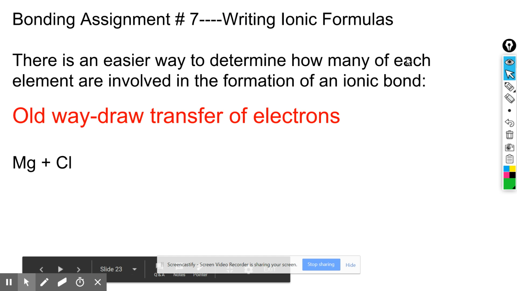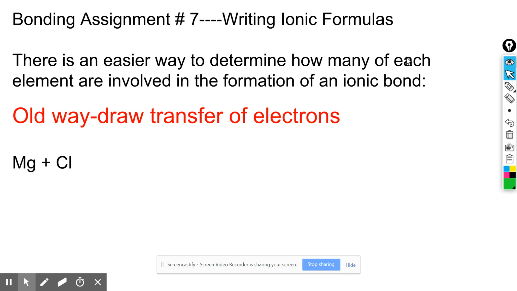Bonding assignment number 7, writing ionic formulas. In the last lesson we learned how to write a formula after we constructed dot diagrams and drew the transfer of electrons. The way we did that, to refresh your memories, was something like this.